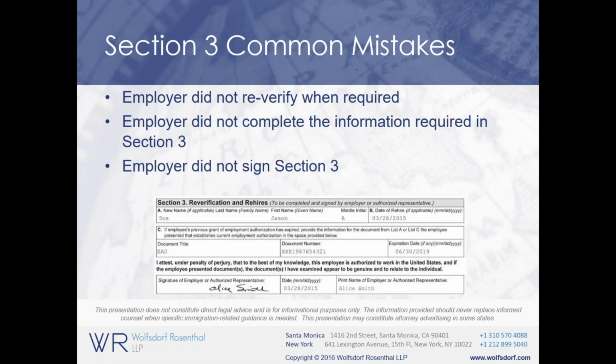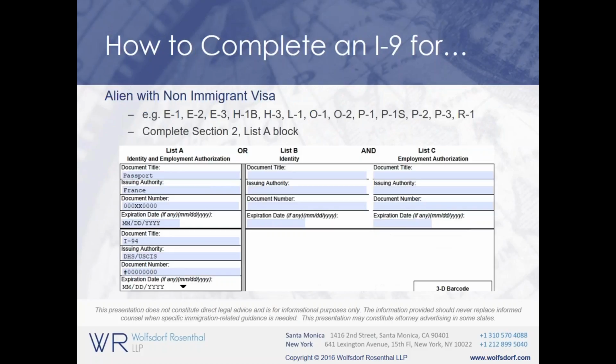For section 3, the main common mistake is where employers did not re-verify when someone's work authorization has expired. Their employment authorization card, for example, has expired and no re-verification has been completed. So this is the key thing, and you do still need to sign this and complete all the rest of the information if you're re-verifying someone.